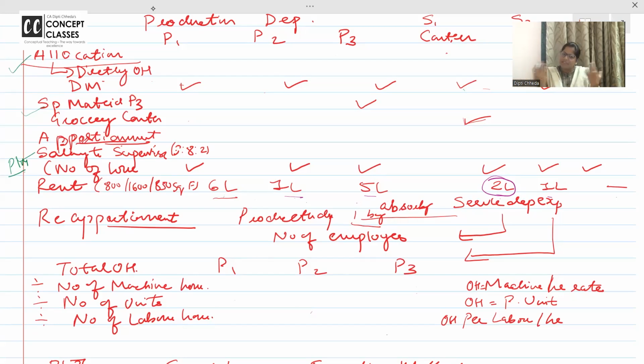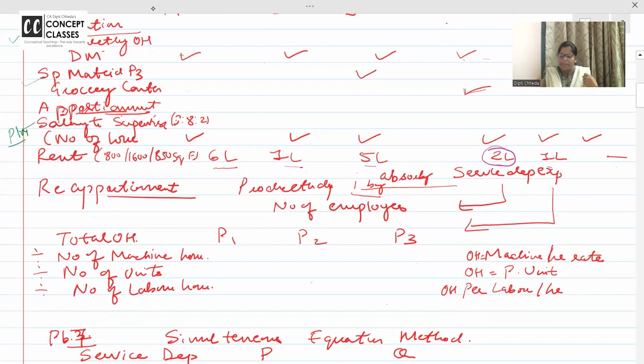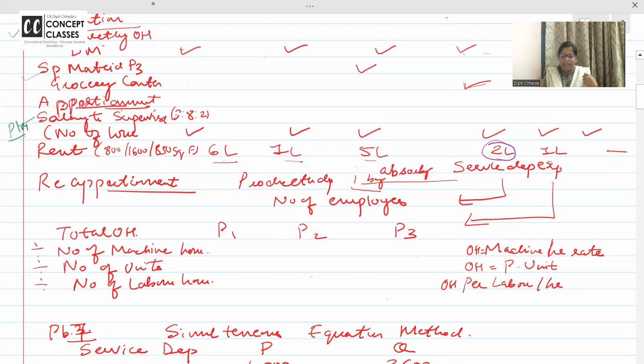On what basis? Decide. For example, canteen expense is 2 lakh. Can we apportion to P1, P2, P3 based on the number of workers working in P1, P2? Because they will eat food and drink tea in the canteen. So like this, allocation is putting the direct expense to the direct department. Apportion is putting common expense to departments in the given ratio. Reapportion is service expense charged to production.